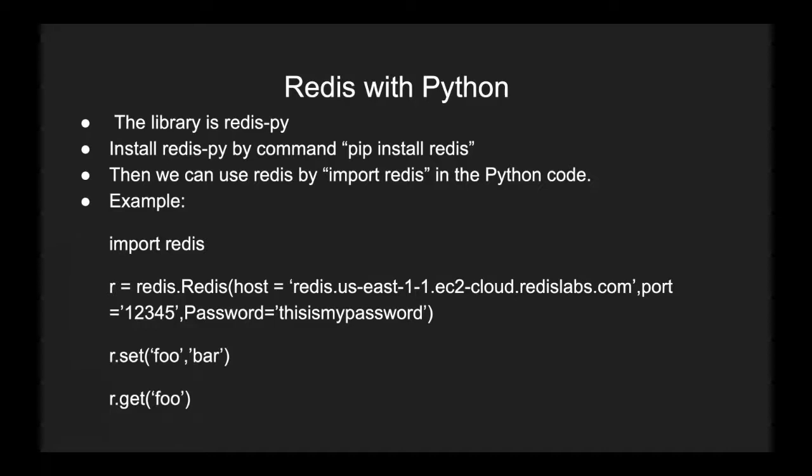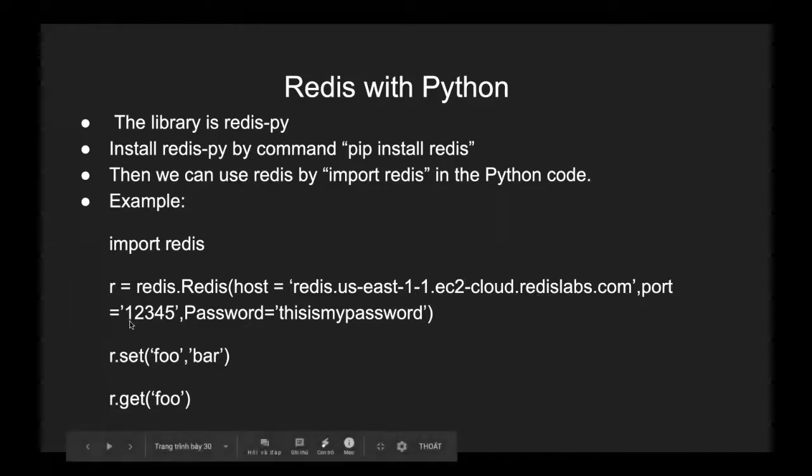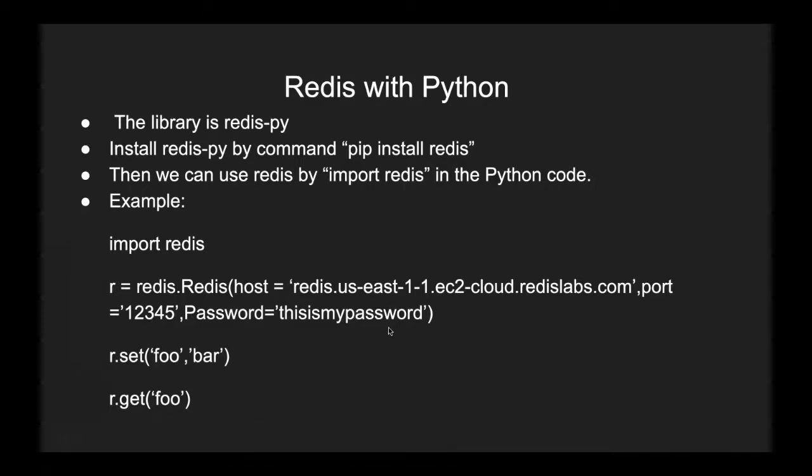So here's the first line. We see that it is import redis, and then we declare a variable r, which is redis.Redis. Here's the host, which is redislabs.com, and it will listen on the port 12345 and the password. Yeah, that's it.